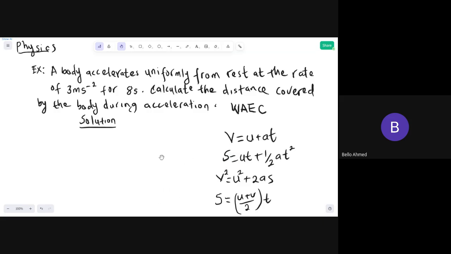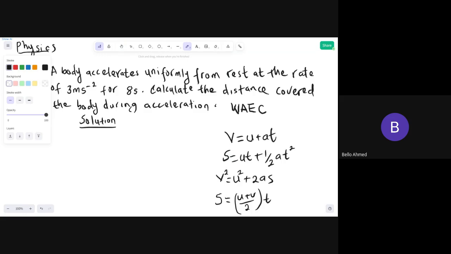Now, let us check which of the equations is going to be suitable to solve this problem. The first thing you have to do, please take note, is to bring out all the parameters you can get from the question while you read it. Let us look at how we are going to bring out the parameters. Let's read the question. A body accelerates uniformly from rest. One of the things students don't know, look at this rest, is that there are some parameters that are not going to be given directly in the question, but once you read it, you should be able to know.